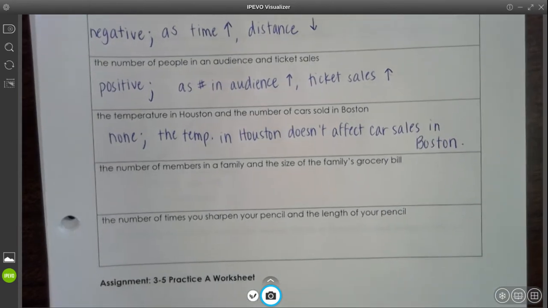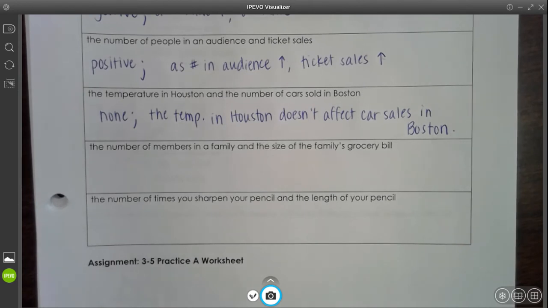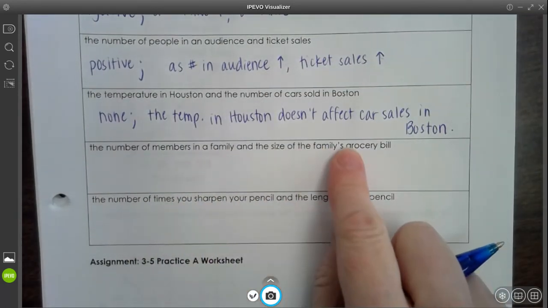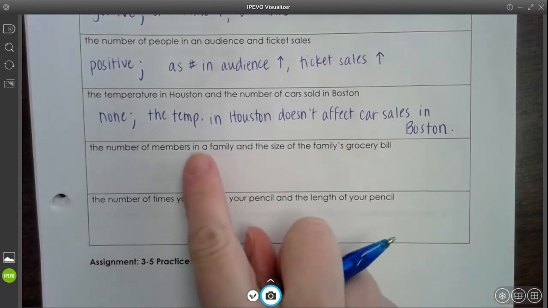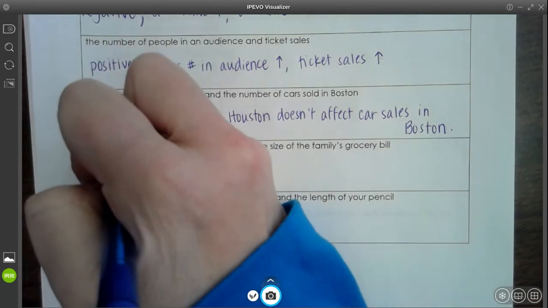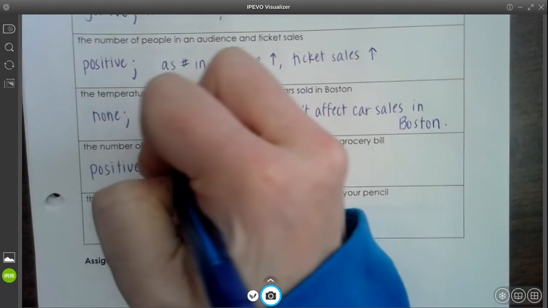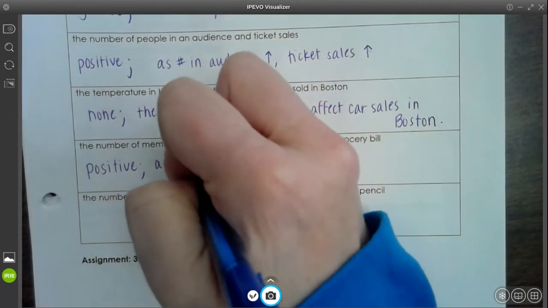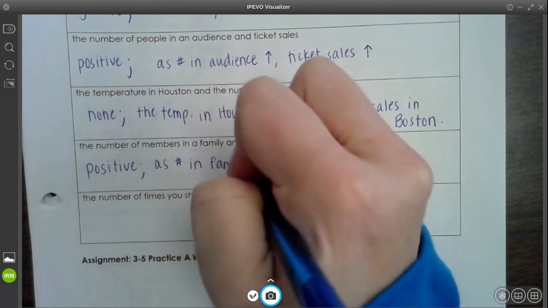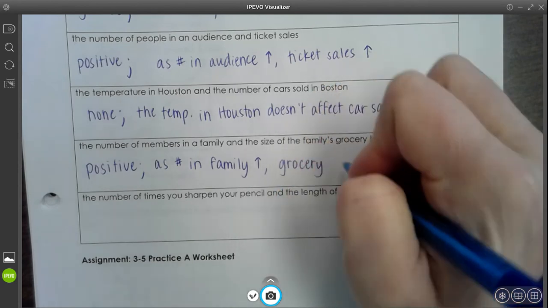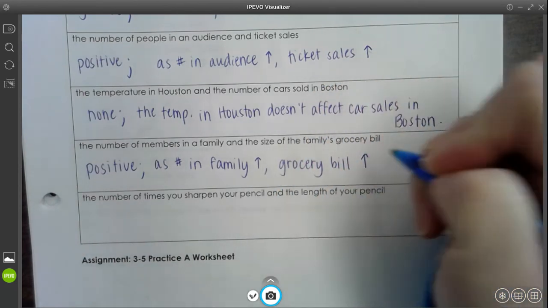Okay. The next one says the number of members in a family and the size of the family's grocery bill. So let's think about it. As family members increase, what happens to your grocery bill? It's going to increase. So since one increases and makes the other one increase, that is a positive correlation. So as the number in the family increases, the grocery bill is going to increase.